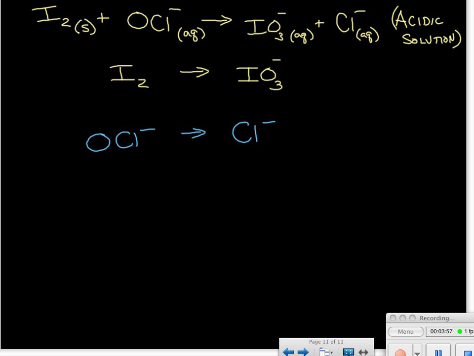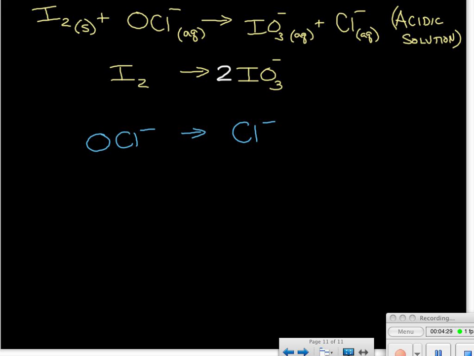Now, our next step is to start balancing. The very first thing we need to balance for is elements other than hydrogen and oxygen. So we take a look at this first half reaction and say, well, we've got some iodine, we've got some oxygen, so we're not going to balance for the oxygen first. We'll balance for the iodine. We see on the left-hand side, we've got two atoms of iodine. So we're going to have to put a coefficient of 2 in front on the right-hand side in order to balance for the iodine. And now that's balanced.